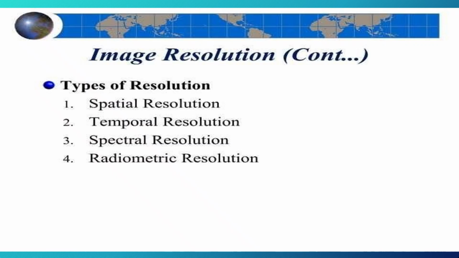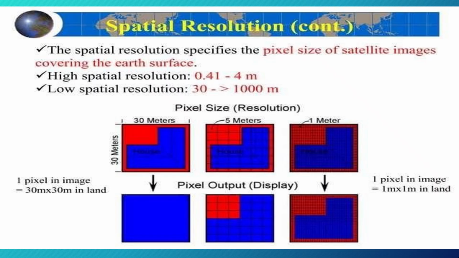Together, these resolutions determine the overall quality and usefulness of satellite imagery. This slide explains spatial resolution in remote sensing. Spatial resolution refers to the pixel size of a satellite image on the ground. It determines how much area one pixel represents.